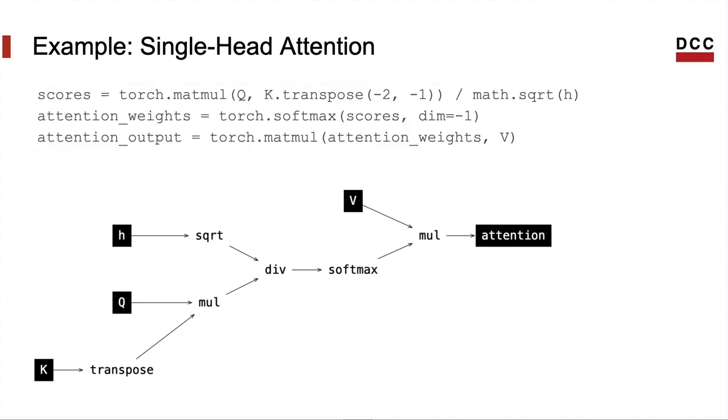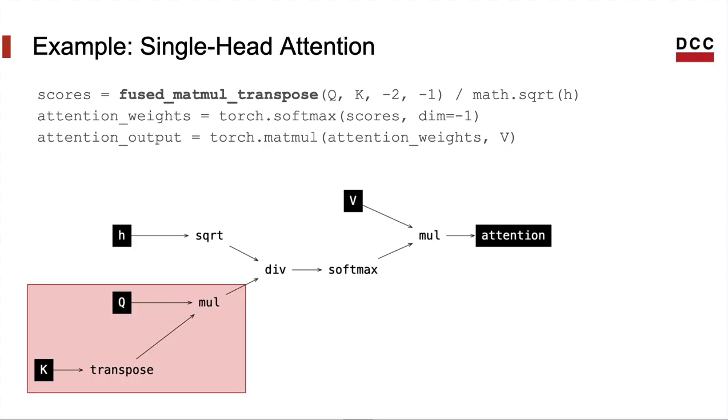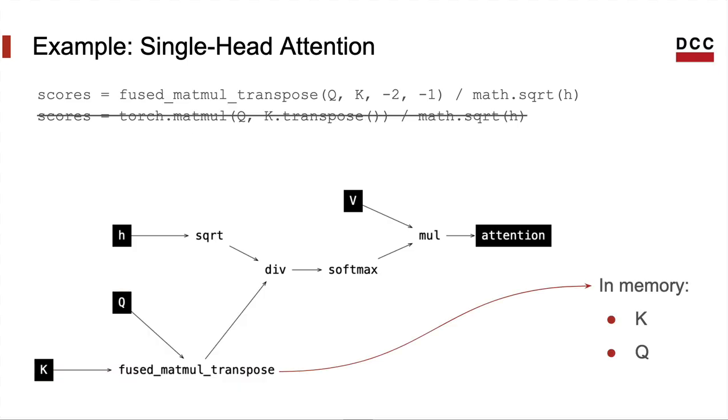We can implement single-head attention very easily in a library like PyTorch. Here's the three-line implementation. So this code implements the computational graph that we see on the bottom. Something to notice is that perhaps we could replace some of these combined operations with a single fused operation. In this example, I'm assuming that we could have an operation that combined matrix multiplication with transposition of the right parameter. This operation would fuse two of the operators in our original computational graph.